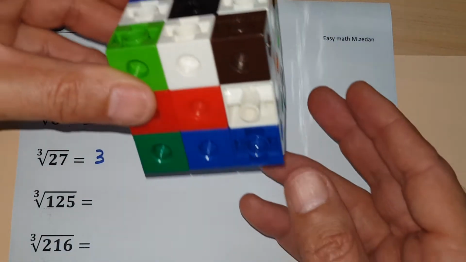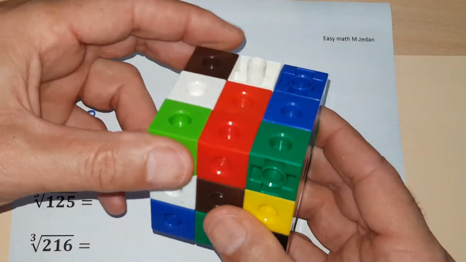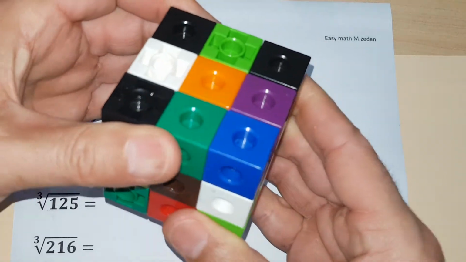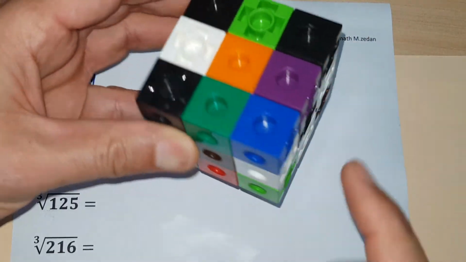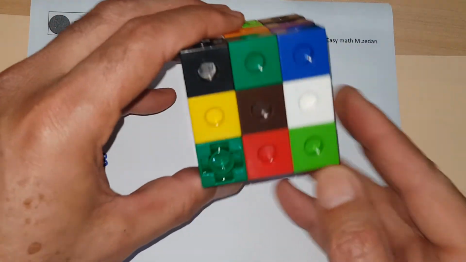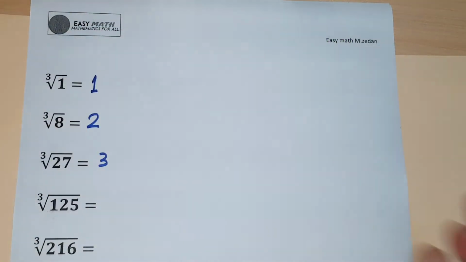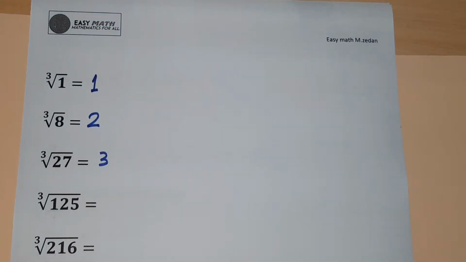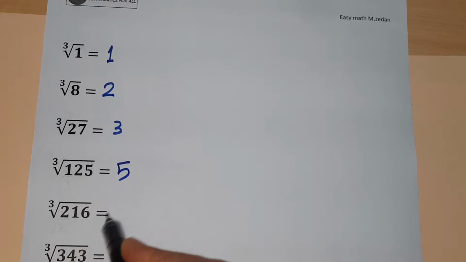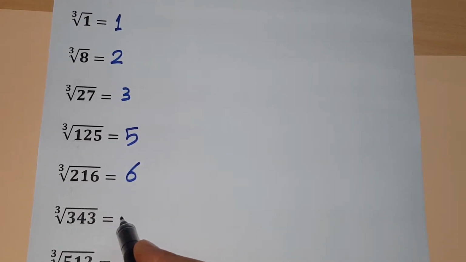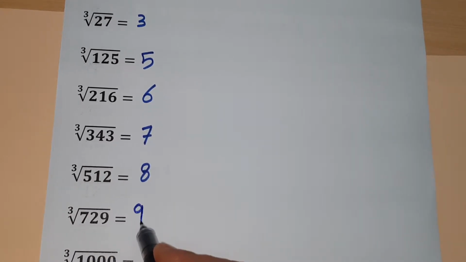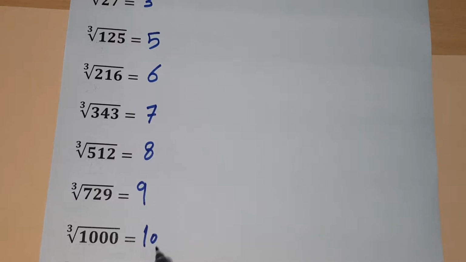The next one, the cube root of 27. I have now 3 layers, and each layer is 3 by 3, as you see here. 3 layers, 1, 2, 3. Each layer is 9 cubes. 27 is the volume of the cube, and the edge length equals 3. If you continue by the same method, you can find the cube root of the rest of the numbers. Cube root of 125 is 5, 216 is 6, 343 is 7, 512 is 8, 729 is 9, and finally 1000, it's 10.